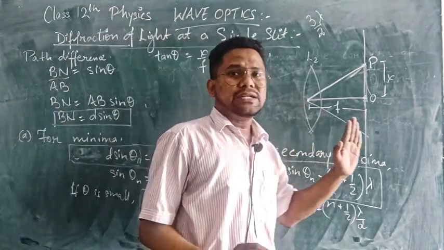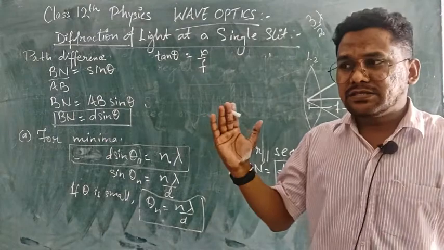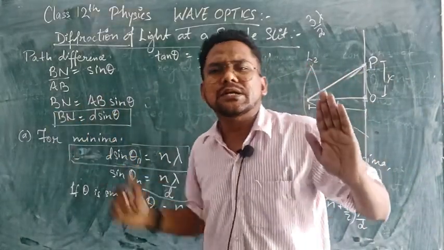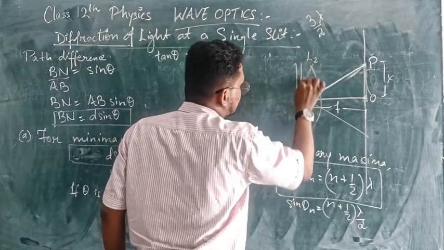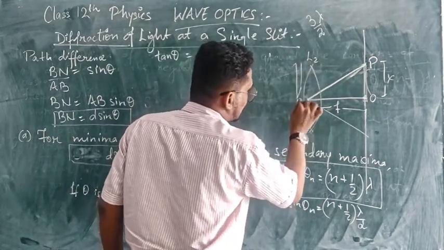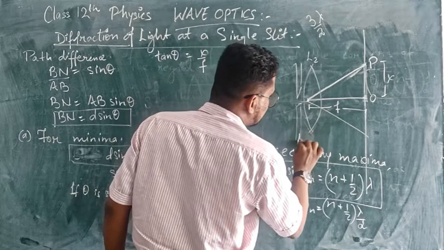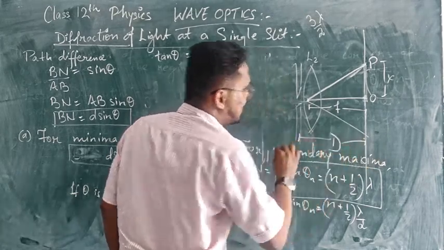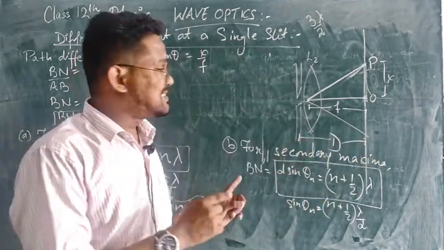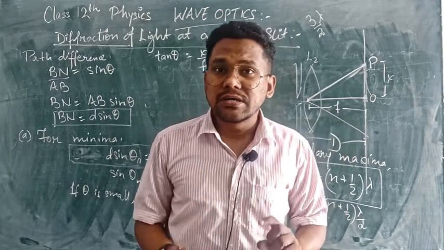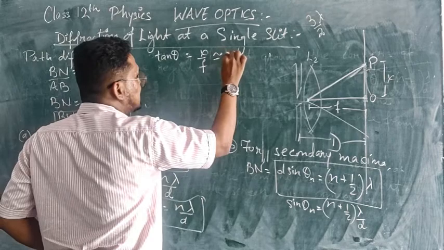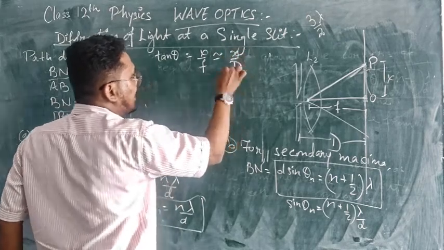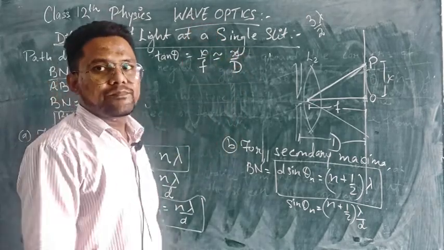And if I am considering that this lens was very close to the slit, then the distance between the slit and screen was capital D. So I can have it as approximately equal to x upon capital D, correct?